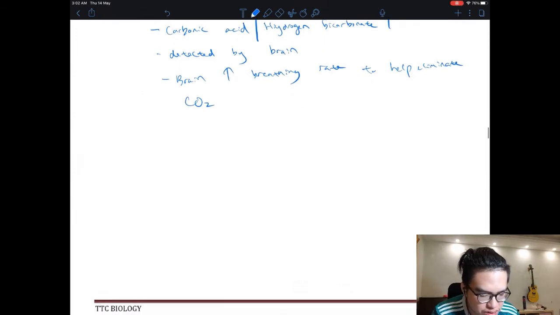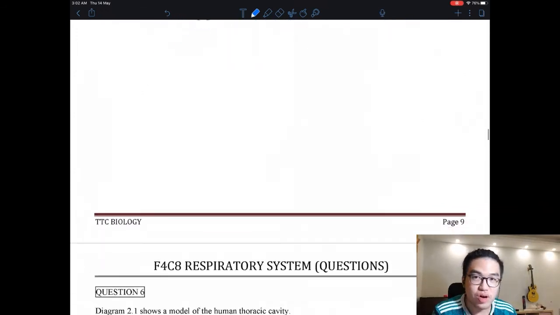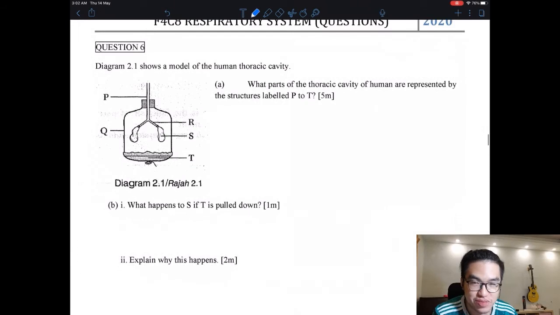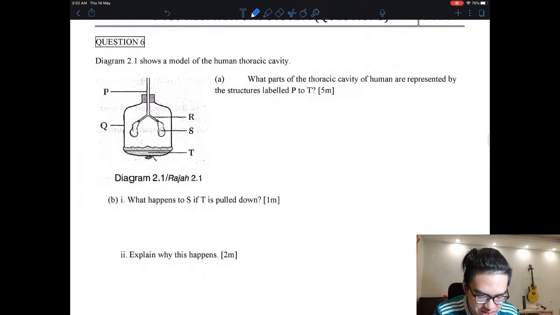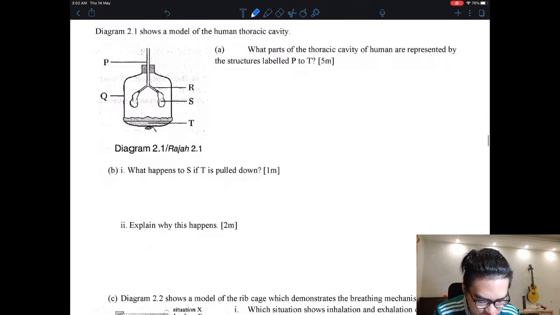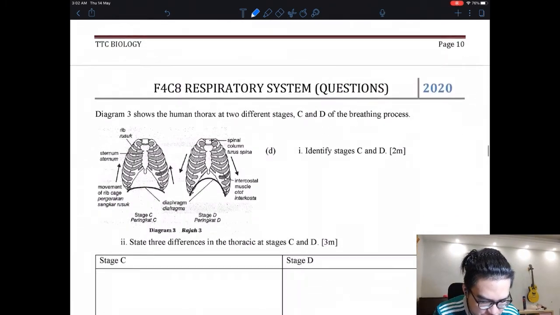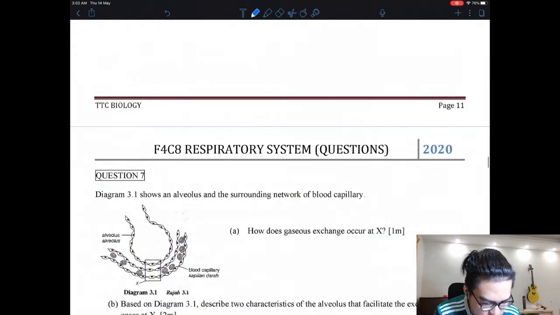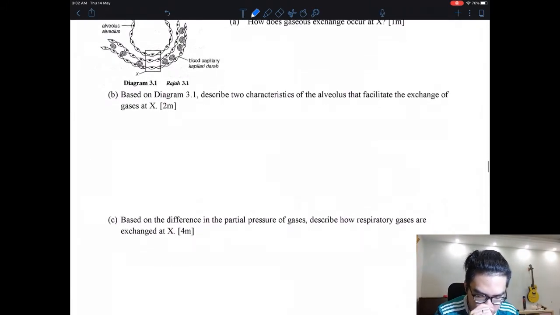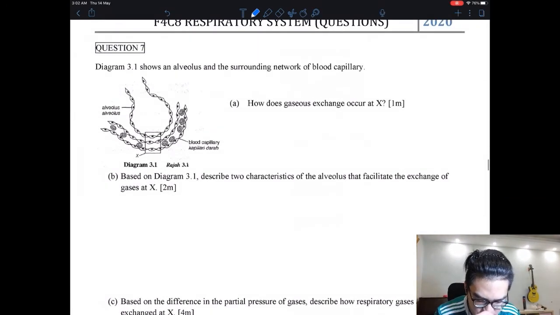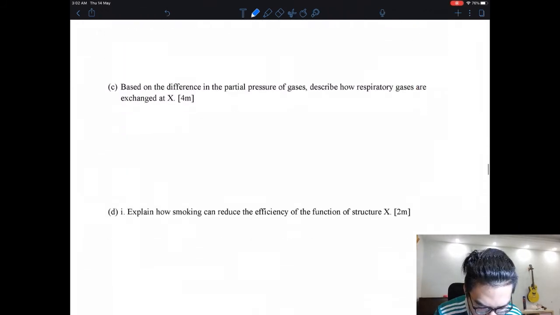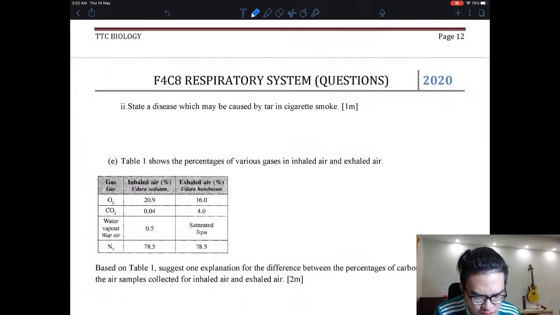Okay, I'm not going to talk about this. This is in Form 3. Refer back to your Form 3. Okay, Form 3 stuff, not going to talk about this. Okay, so how does gaseous exchange occur? You're not going to talk about this also. You have already done this. Okay, this is also in your Form 3, I guess.